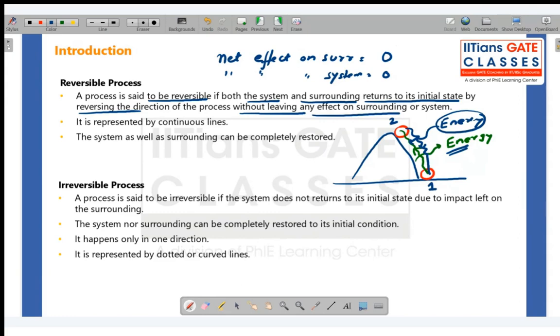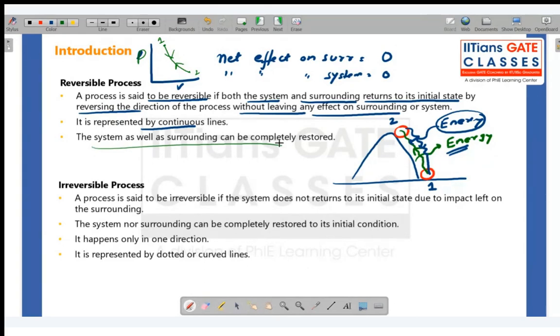So if you can reverse a process in such a way that it will not affect the system and surrounding in any way, then it is called a reversible process. It is shown by a continuous line. It is shown on a PV diagram, so I will show it like this: 1 to 2, and I will go like the continuous line. The system as well as surrounding can be completely restored.